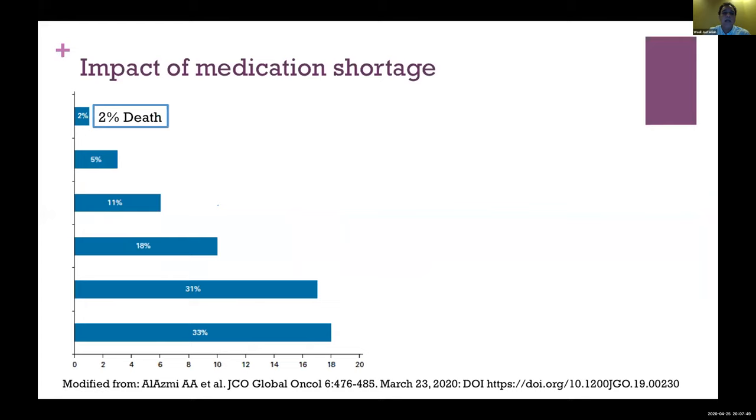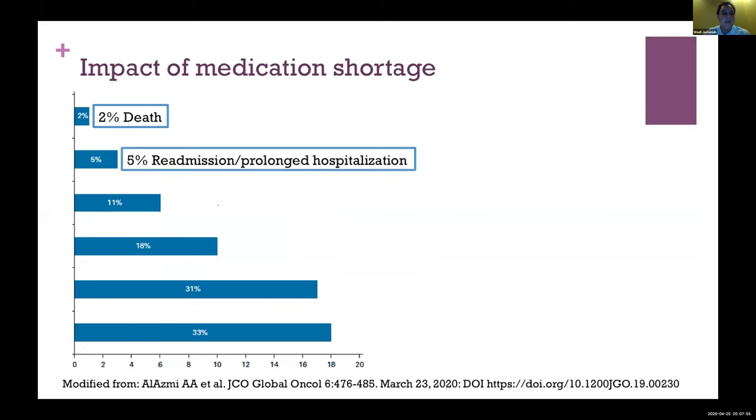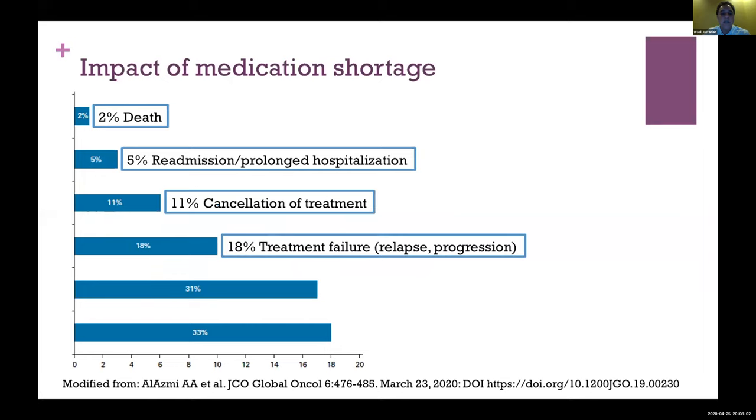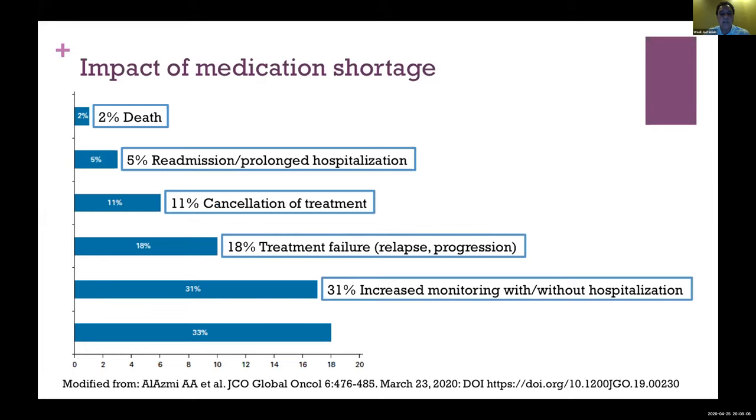The impact of medication shortage was reported as death in 2%, as identified by a root cause analysis, as readmission and prolonged hospitalization in 5%, cancellation of treatment in 11%, treatment failure as evidenced by relapse or progression in 18%, and increased monitoring with or without hospitalization in 31%, and associated with decreased patient satisfaction in 33%.